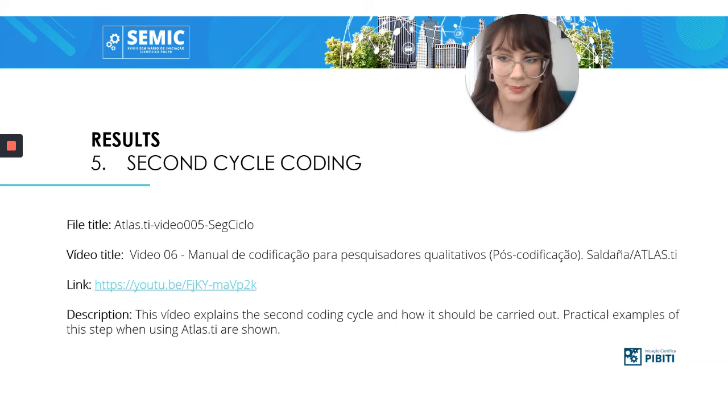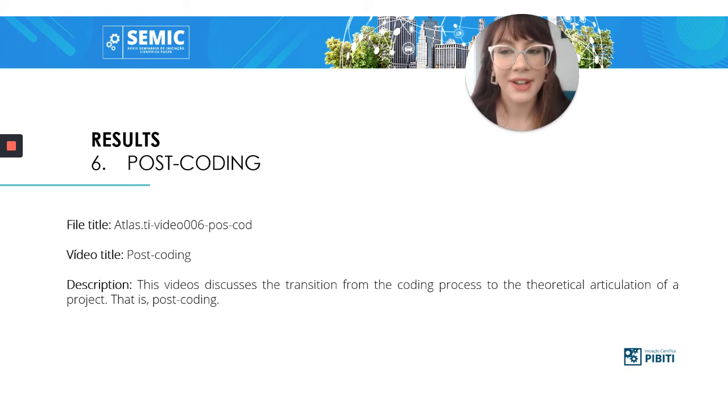examples of their use. For the fifth video, we talked about the second cycle coding, so we explained what it is and how it should be carried out, again with practical examples of the theory articulated with the use of the Atlas TI software. The sixth and final video, we discussed the post-coding process, what to do after you finished your analysis, how to go on from the analysis to your theoretical articulation, and it was the final video in which we ended all the explanations.